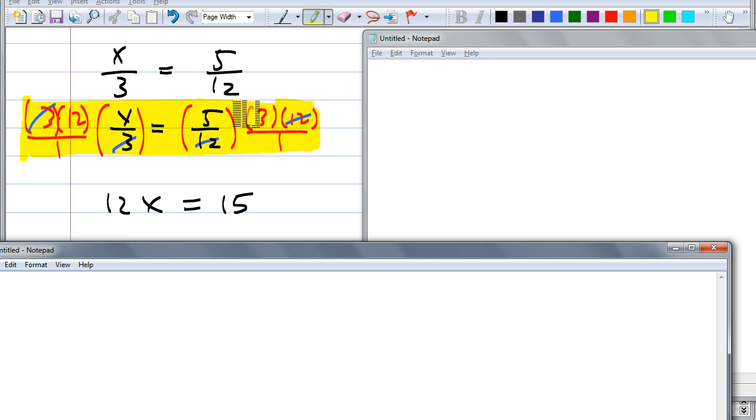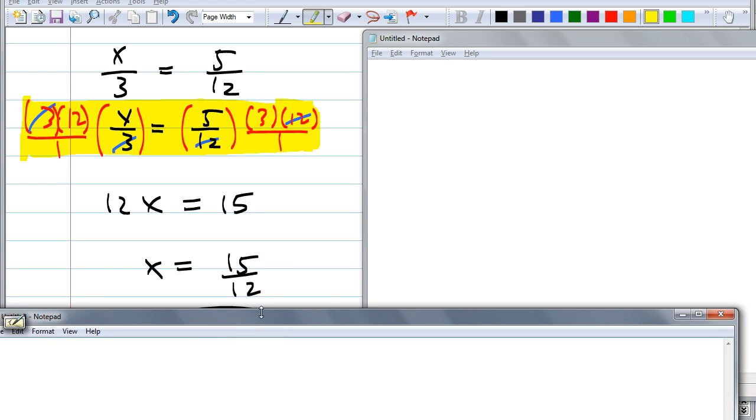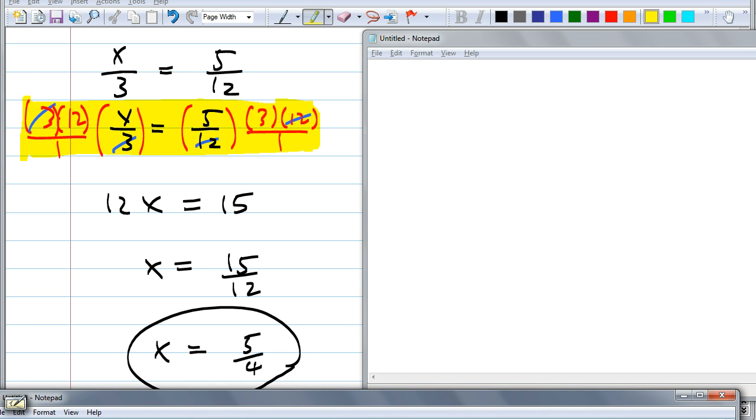You see? And all you have to do is divide both sides by 12. And you get 15 over 12. What's the answer? Is this the answer? No, you want to simplify 15 over 12. What goes into both 15 and 12? 3. So the answer is 5/4.